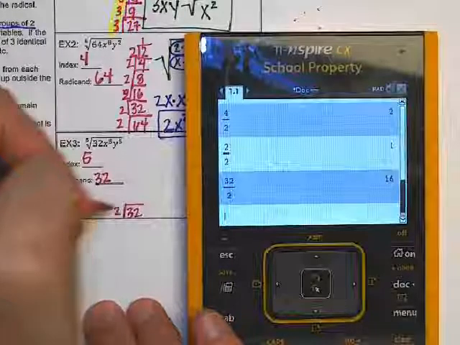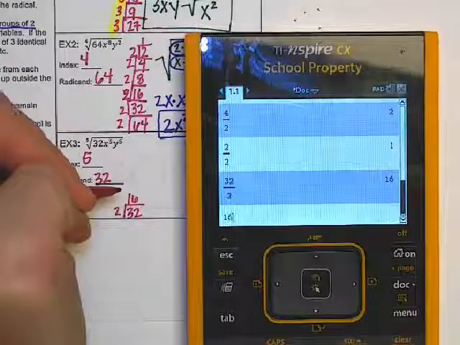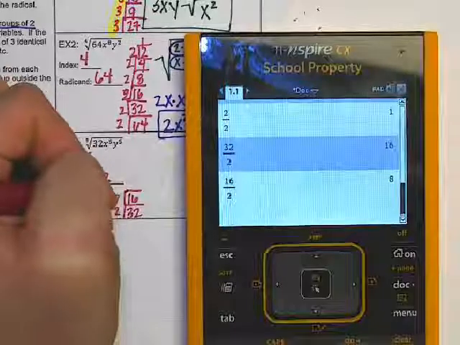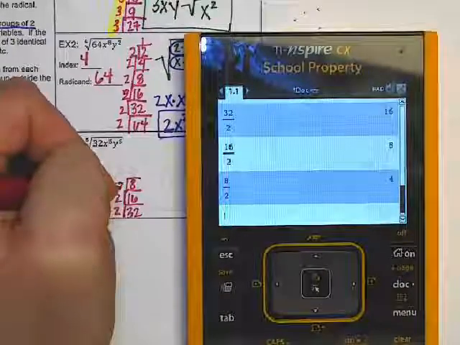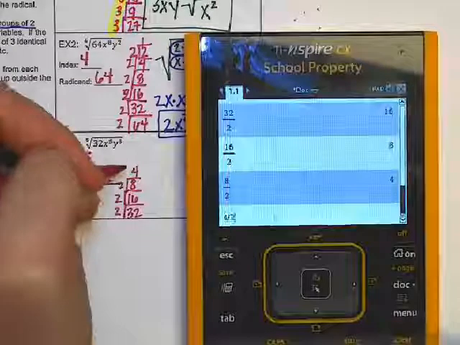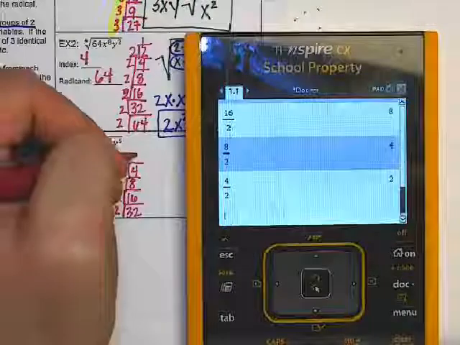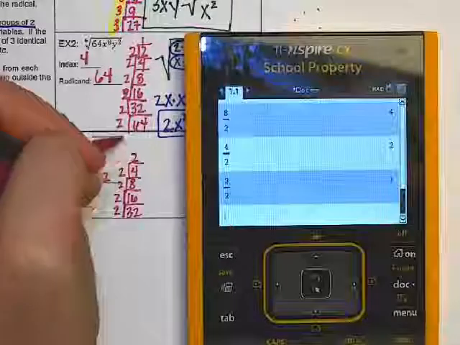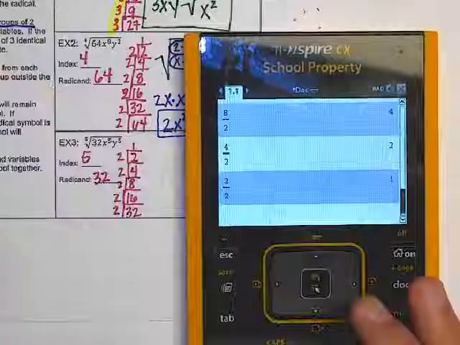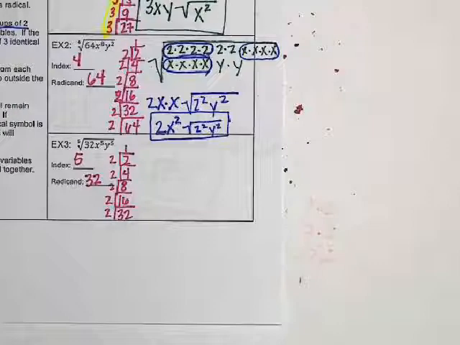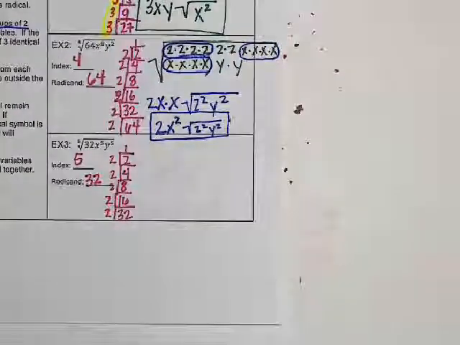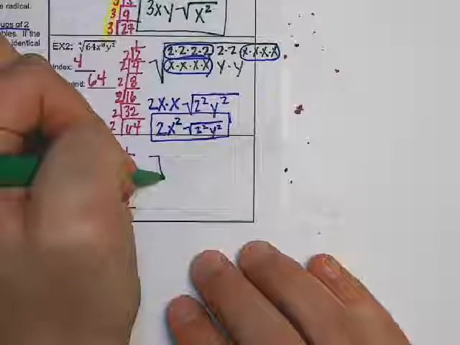Good. It works. 16 divided by 2. 8 divided by 2. 4 divided by 2. 2 divided by 2. 1. My candle. When I get my candle on top, I know that I'm done. Okay, now what? The house, big. Massive house for all these 2's and x's and y's.